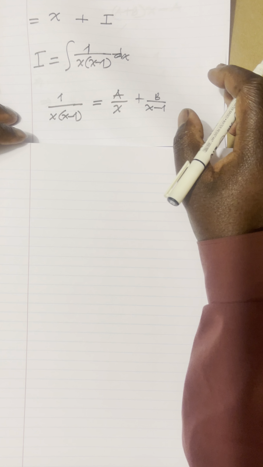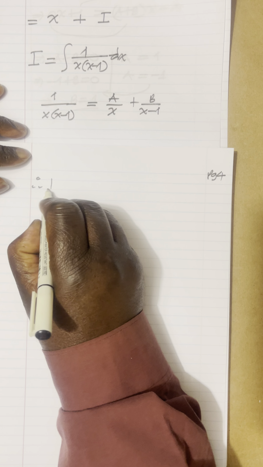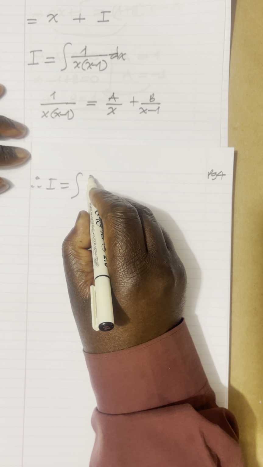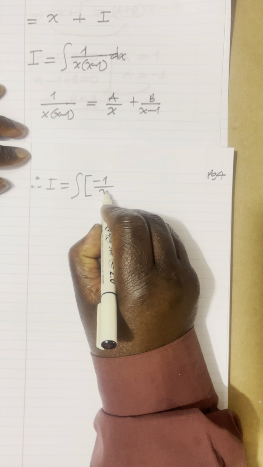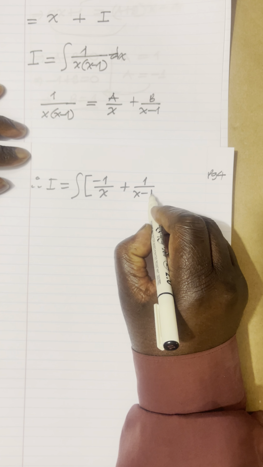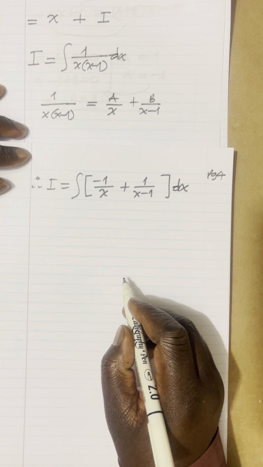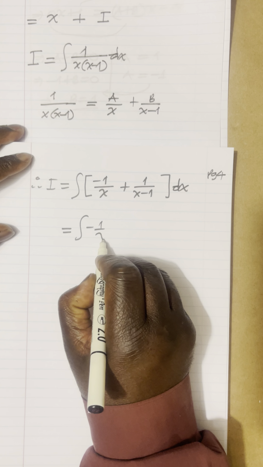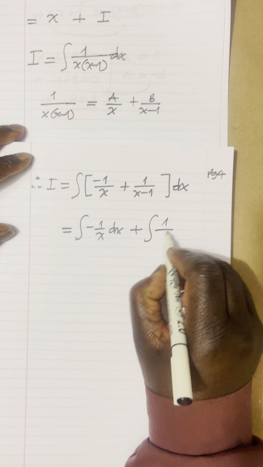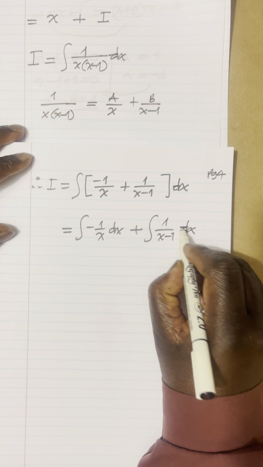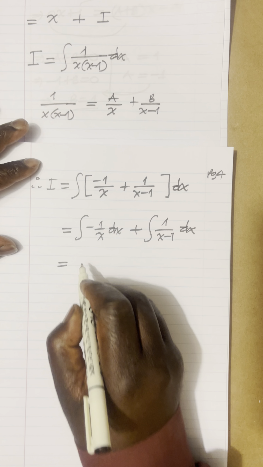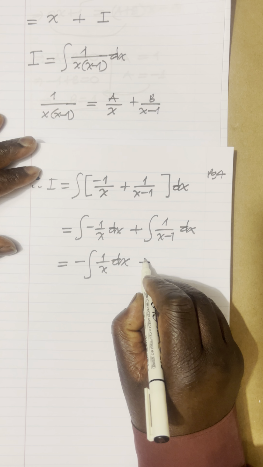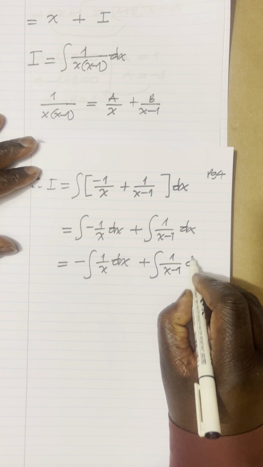Okay. So we're saying that this integral here, I is equal to the integral. Instead of this expression here, I'm going to have to replace it by that. So it's going to be the same as a is minus 1, remember, all over x, plus b is 1, all over x minus 1. And then we are saying dx here. Now distribute integral and dx. You're going to get the following. The integral of minus 1 over x dx plus the integral of 1 over x minus 1 dx. Now, this here, take minus out, minus the integral of 1 over x dx, and here we just have 1 over x minus 1 dx.